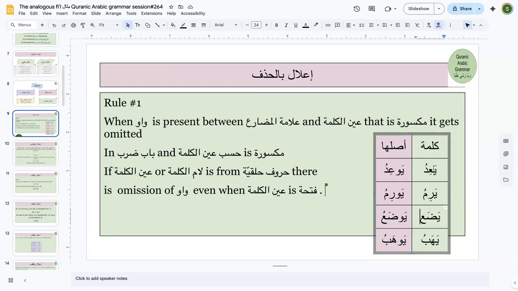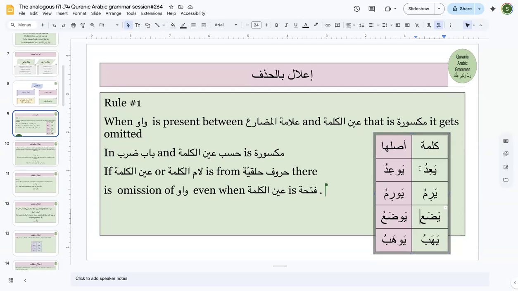Why does it get omitted? This can be a test question. Why are you seeing omission of waw? The answer is going to be written by you. You are going to say that anytime your waw is present between alamatul mudare and ainul kalima that has a kasra, waw has to go away. Okay, it does not like it. They're not compatible, as Sister Rabia is saying.